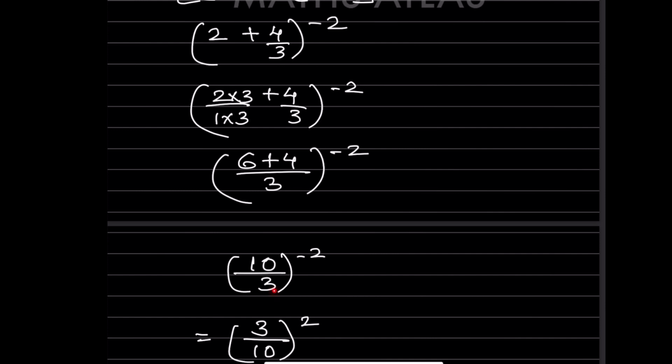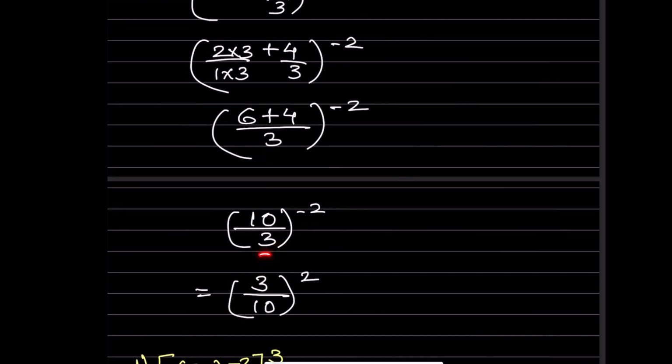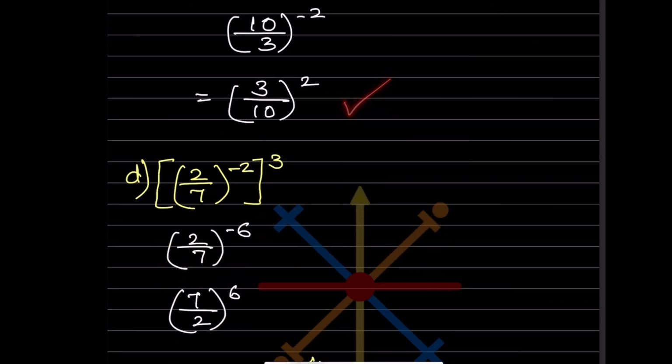Now, so this is 10 by 3 raised to minus 2. So now this is one single term. So now we can make the exponent positive 1. So this is going to get flipped over. So that will be 3 by 10 raised to 2. So this is the answer.